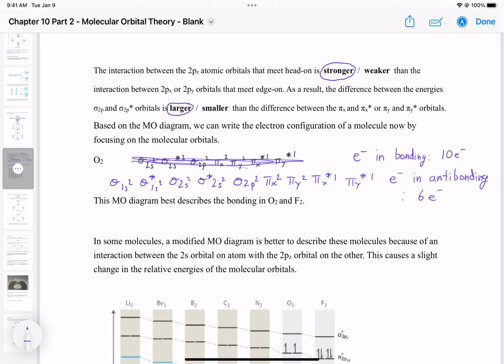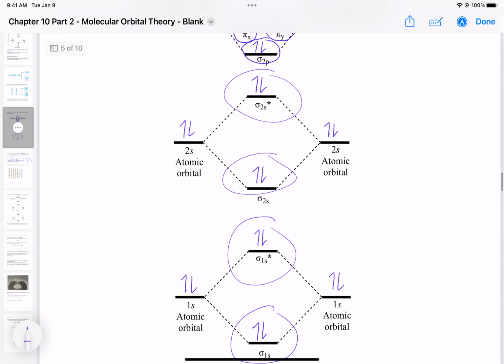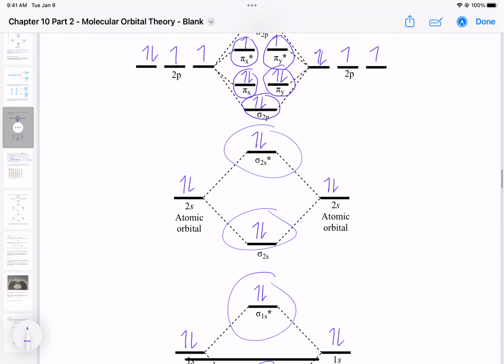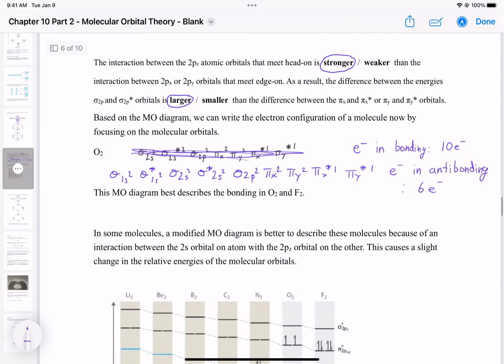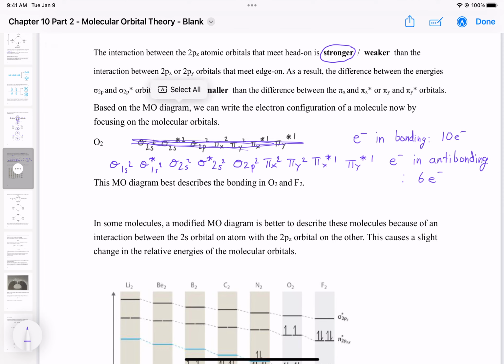All right. So the MO diagram I just drew best describes oxygen, a very electronegative atom, and that's because the sigma 2p is usually lowest in energy when you have electronegative elements. When you're considering the bonding between two electronegative elements, such as oxygen and fluorine, it describes the bonding best for the oxygen and fluorine molecules.